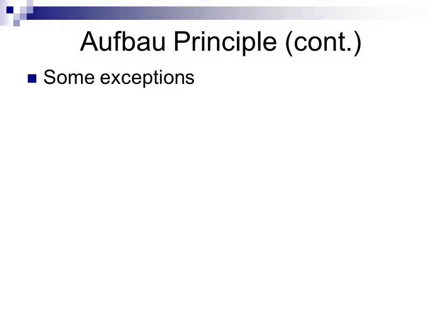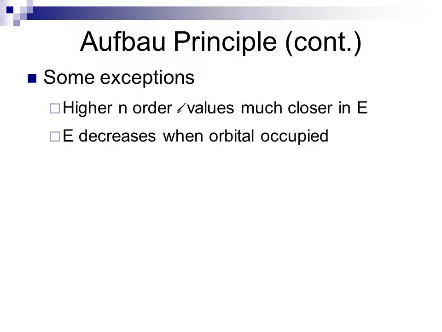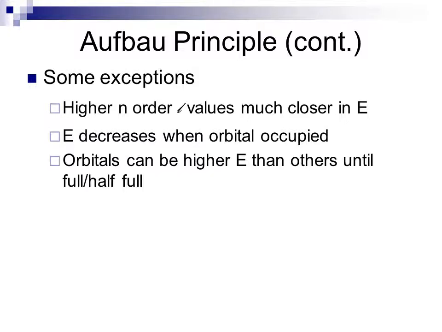There are some exceptions to the filling diagram that we look at. For instance, some of the higher in-order L values are much closer in energy to each other. For example, the d's and the f's are closer in energy than the d's and the p's are. Energy overall can decrease when an orbital is occupied. And so until orbitals are actually occupied, sometimes orbitals are fluctuating in their energy level, which can cause what we would normally assume to be an orbital filled first to be one that is filled later on.